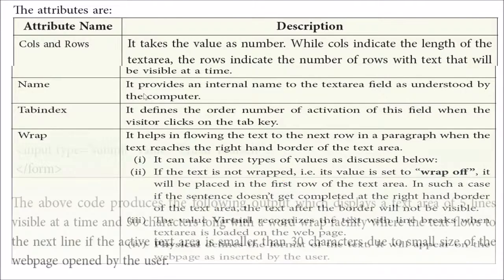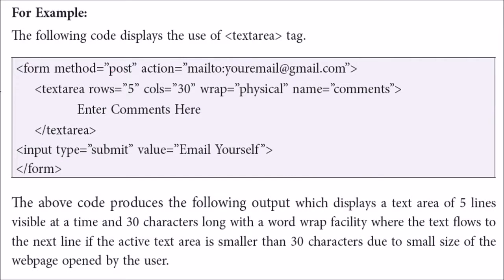That will be physical. Let us take an example. Form method post. So we are using a post, and the action is mail. You want to email.